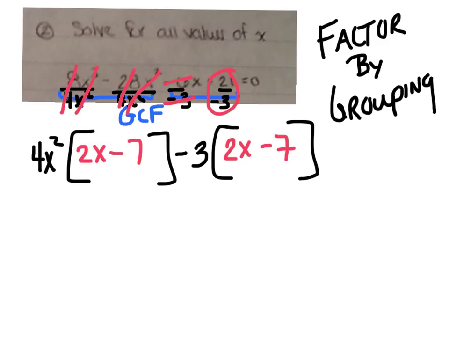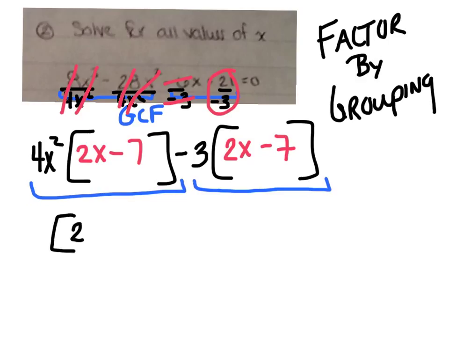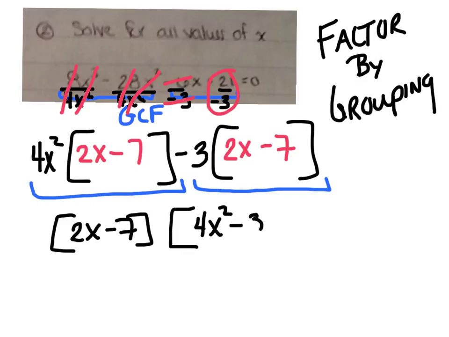Okay, now we box in one more time. We go up to our plus or minus, and after our plus or minus, we pull out another GCF. What do I see the exact same in this bracket and this bracket? Well, I can pull out the quantity 2x minus 7. When I take that out, I am then left with 4x squared minus 3. And I'm setting this equal to 0.